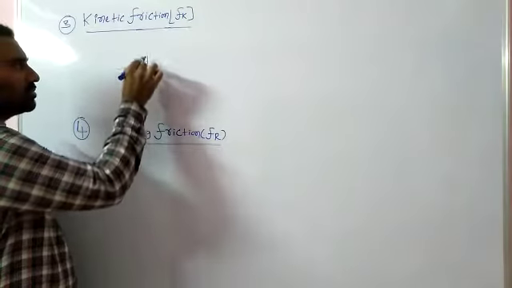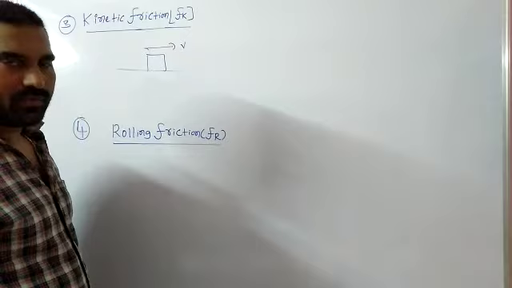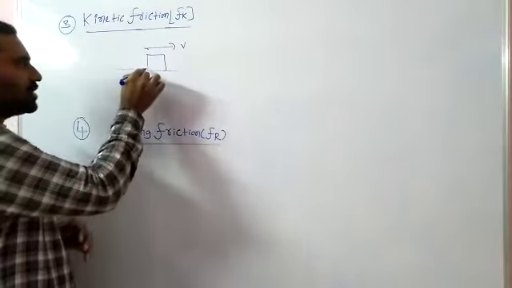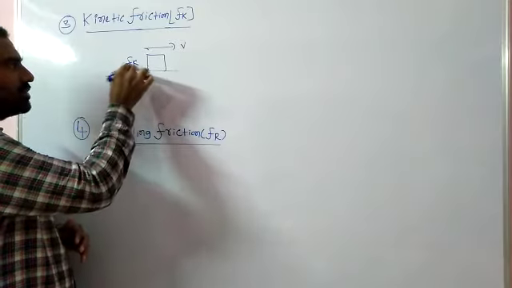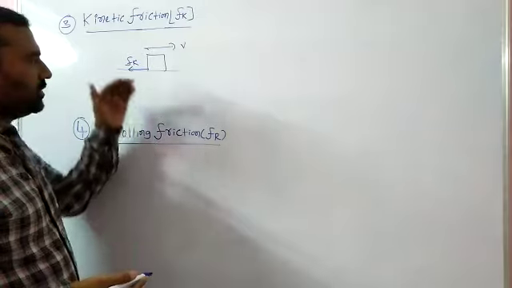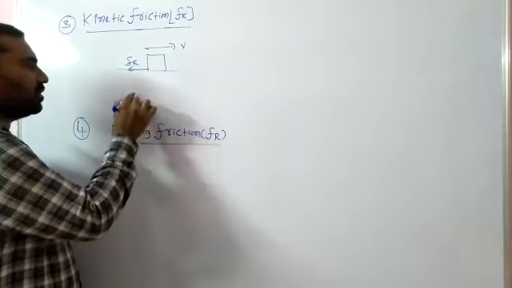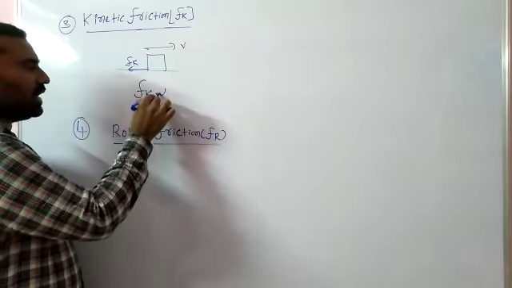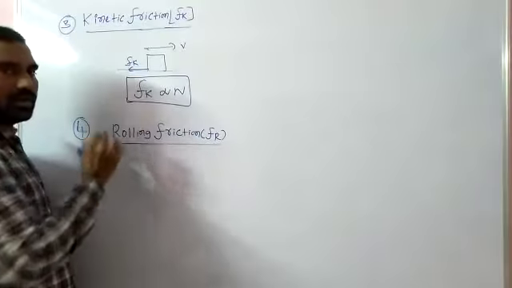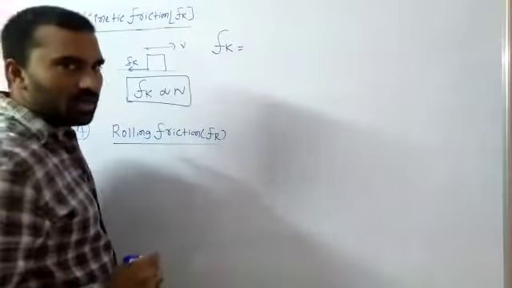When a block is in motion, moving with velocity v on a rough surface, the frictional force present between the contacting surfaces is called kinetic friction. Therefore, the kinetic friction is directly proportional to the normal reaction.